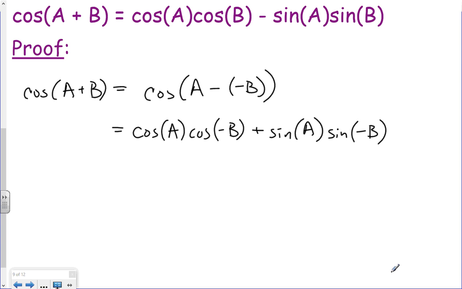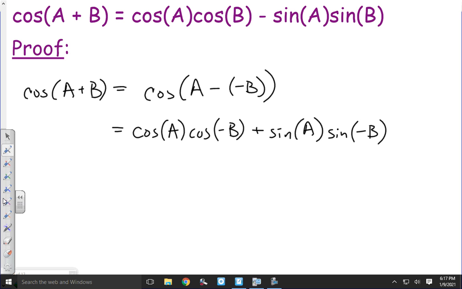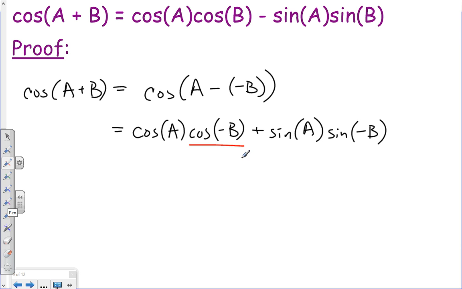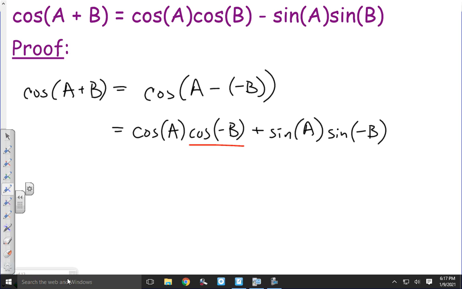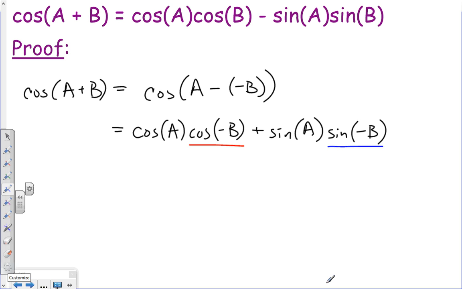Cosine, I know, is an even function. So because it's even, I can rewrite that as just the cosine of b. And the sine of the opposite of b, since sine is an odd function, I can rewrite that as the opposite of the sine of b. So let's use our odd and even properties here then.